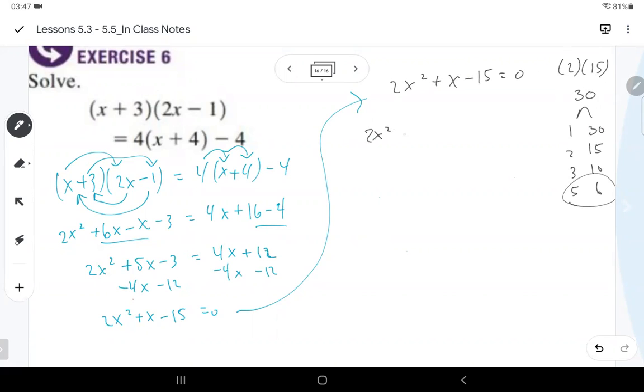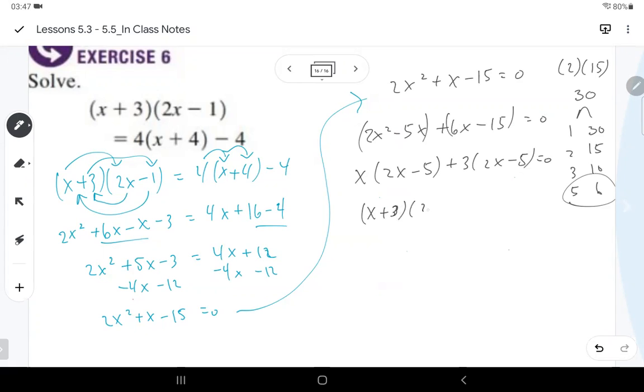So 2x squared, we actually need a positive 6 and a negative 5. So minus 5x plus 6x minus 15 equals 0. We're going to go into grouping. Only thing we can pull out here is an x. Here we're going to pull out a 3. So we'll have our outsides brought together because our parentheses match. And we're going to set them both equal to 0.